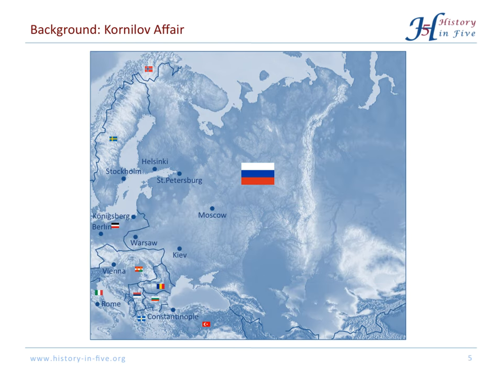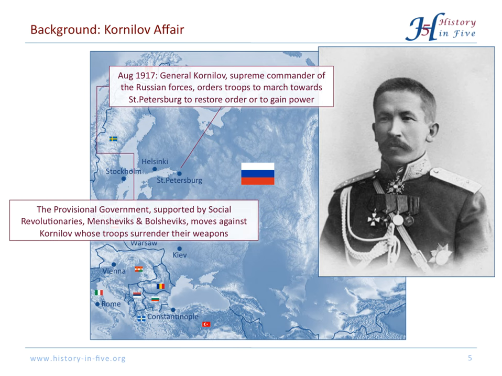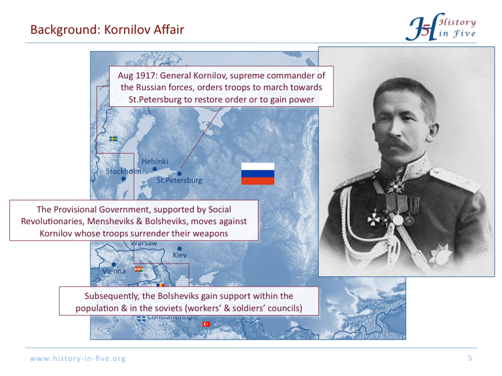Another episode important in the build-up of the October Revolution was the Kornilov affair. Kornilov was the supreme commander of the Russian forces. He ordered forces to St. Petersburg, and it's not entirely clear if he wanted to restore order or gain power for himself. However, the provisional government stood up against him, but needed the support not only of the social revolutionaries and Mensheviks, but also of the Bolsheviks. They were successful, but now the Bolsheviks were somehow rehabilitated and gained popularity with the people.